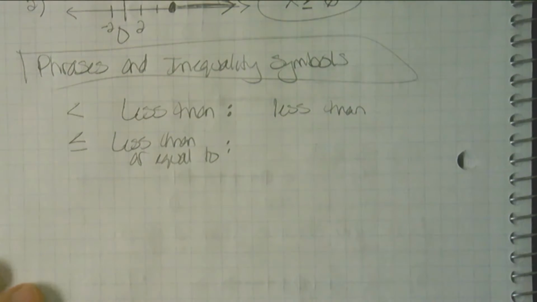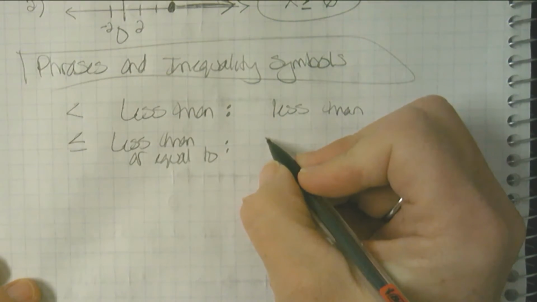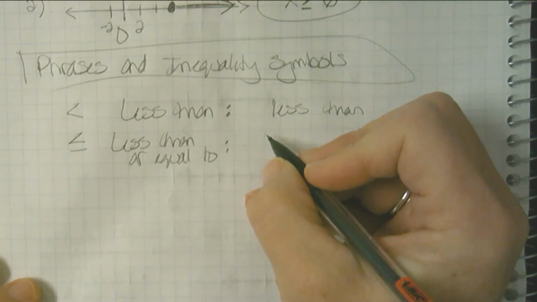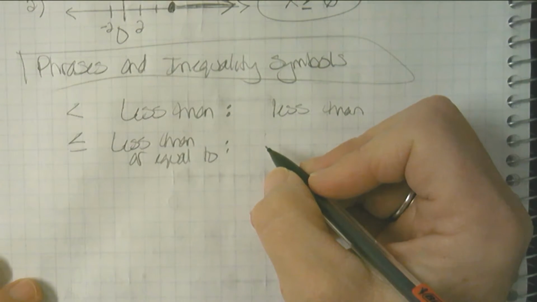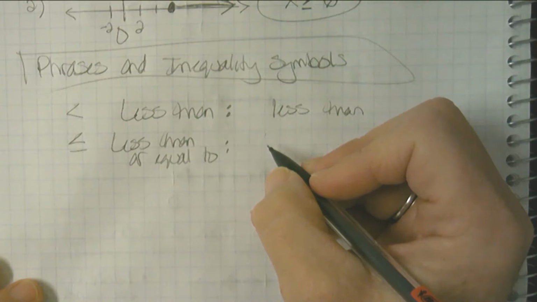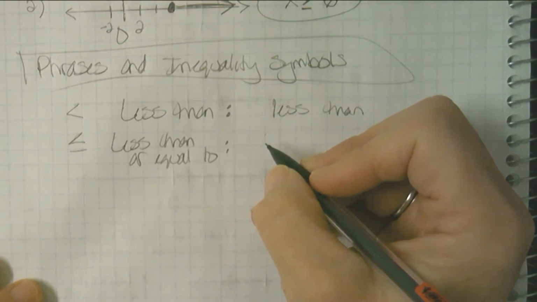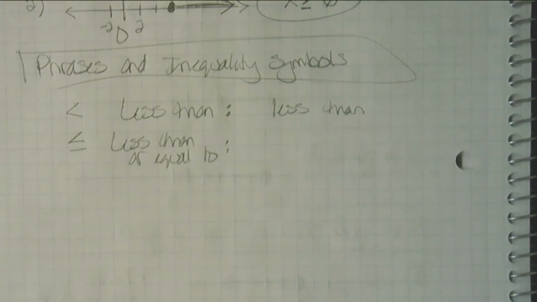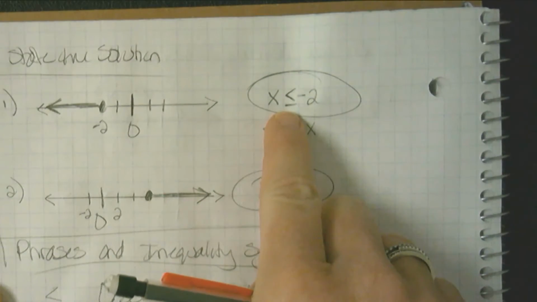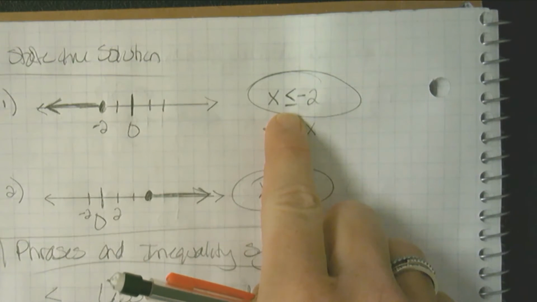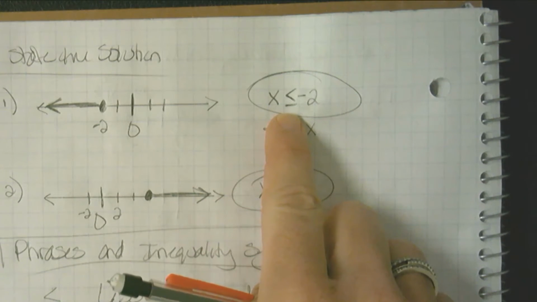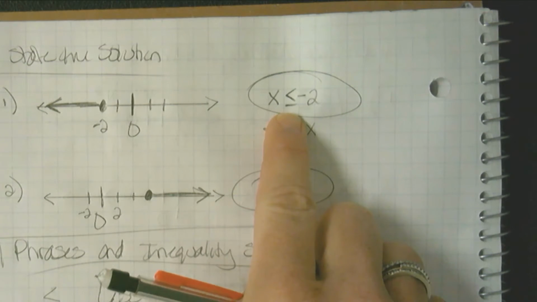Jack? Not at least. So if I have less than or equal to, that means all the possible values. So if I take a look at this right here, less than or equal to -2. How else could I explain what that says instead of saying less than or equal to? Jack, you were on the right track. You just said the wrong phrase that went with that.